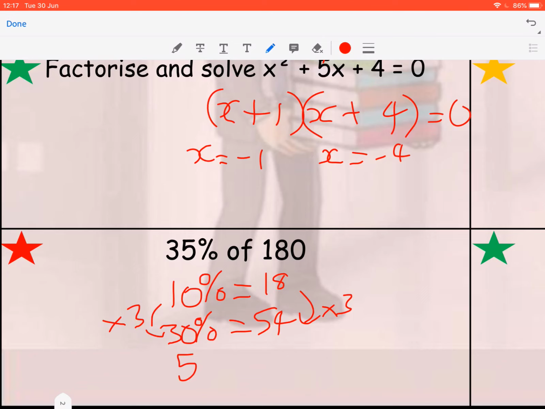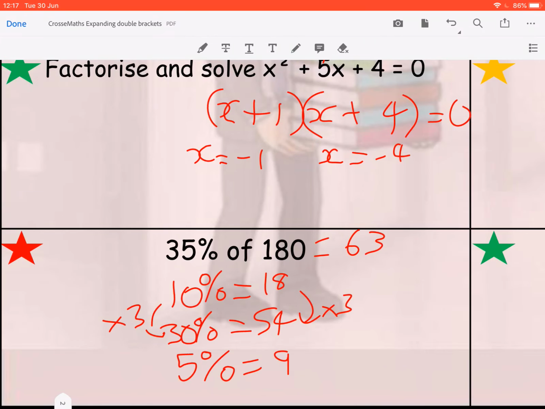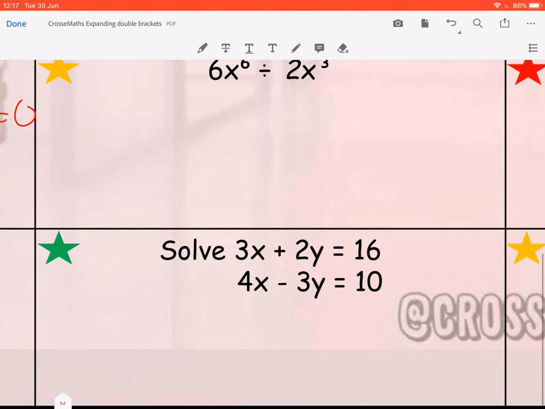And then I need half of 10% to get 5, because I'm going to need 5 and 30% to make 35%. Half of 10% is 9. If I add those two up, 35% of 180 is 63, by adding the two bottom ones up.